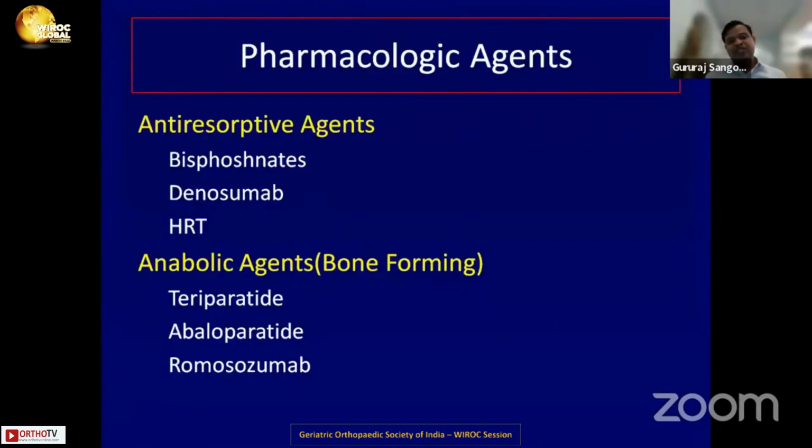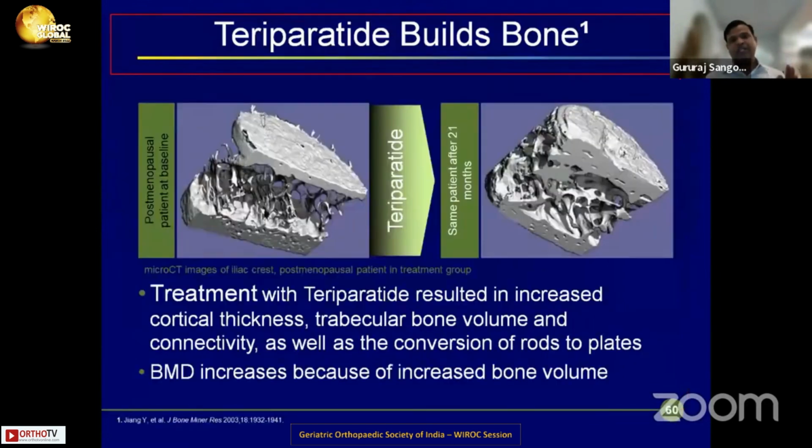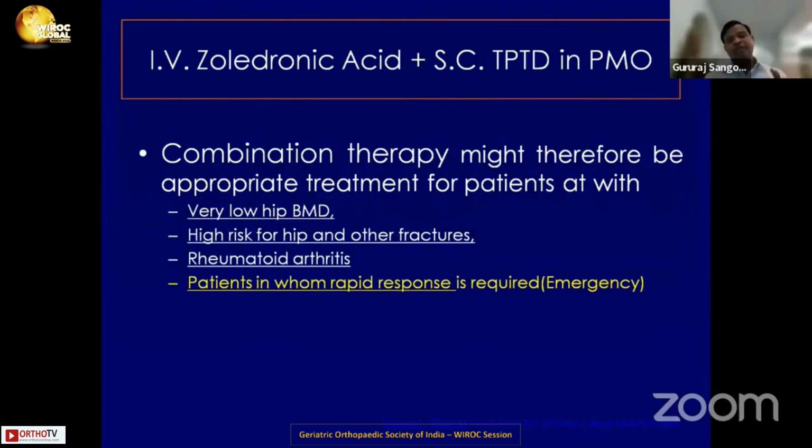Coming to the agents, you have bisphosphonates, denosumab, hormone replacement therapies, and anabolic agents like teriparatide, abaloparatide, and romosozumab. For bisphosphonates, I have only one slide: the 10-year probability of having an osteoporotic fragility fracture has to be at least 1% to treat these patients with bisphosphonates. Teriparatide is the gold standard wherever you have fragility fractures or severe osteoporotic fractures, because this is the only anabolic agent available right now. The combination therapy we all know.